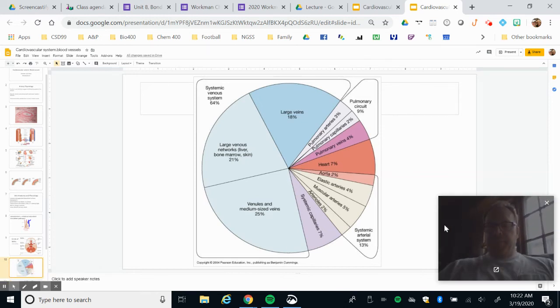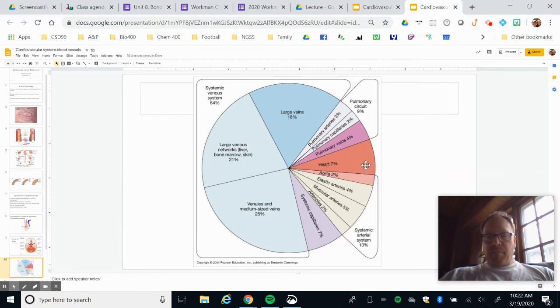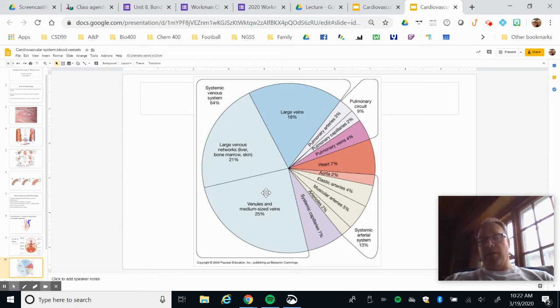Anyway, at any given moment, according to the way you read this chart, about 7% of your blood volume is in your heart, right? Most of your blood volume is actually in your veins at any one given time. Now, this can change depending on activity level, right? So, if you're really pushing your body hard and you're doing some type of vigorous exercise, there's going to be more circulation in general.